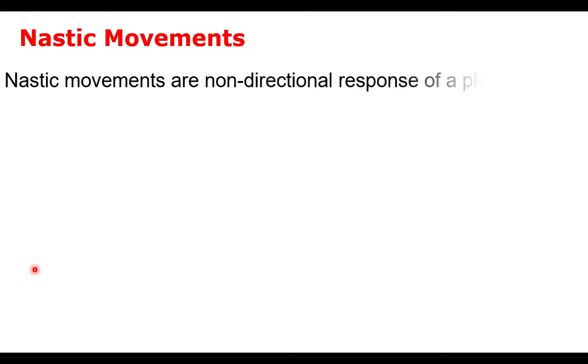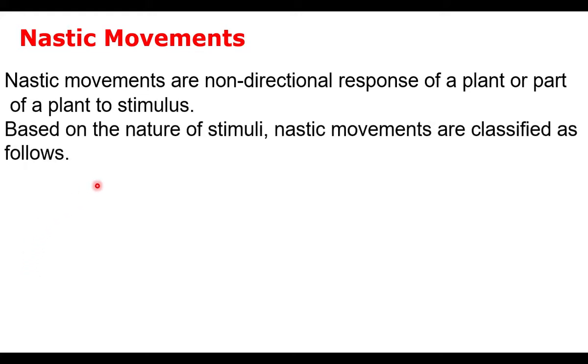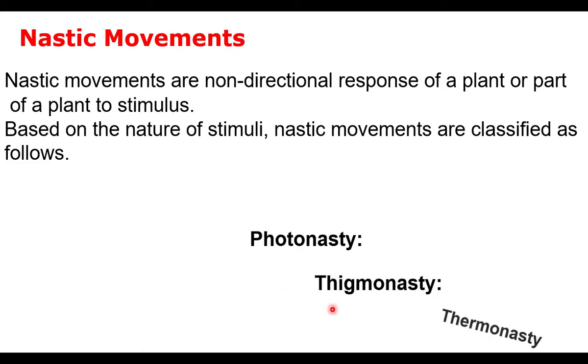Nastic movements are non-directional responses. Here the movement is not towards the direction of the signal, and the movements are sudden, quick movements without growth. Nastic movements are non-directional response of a plant or part of a plant to a stimulus. Based on the nature of stimuli, nastic movements are classified as photonasty, thigmonasty, thermonasty.